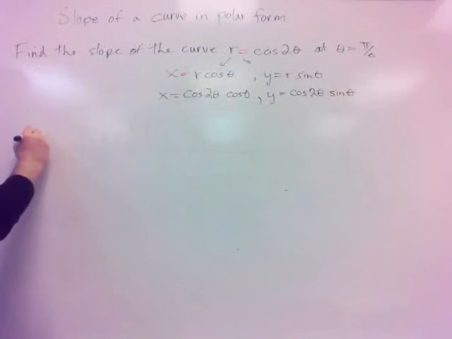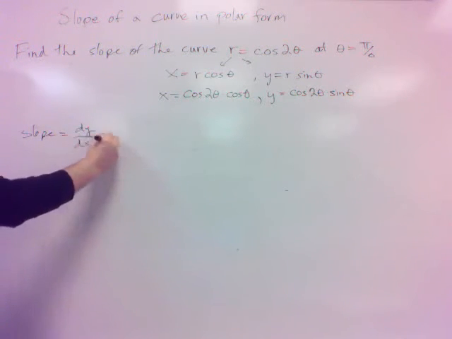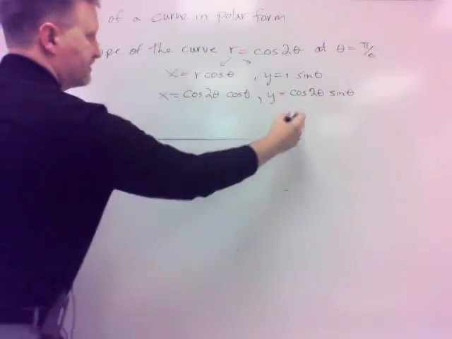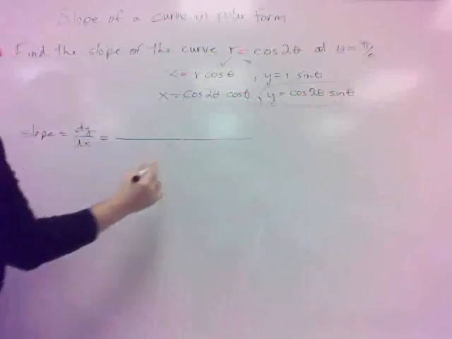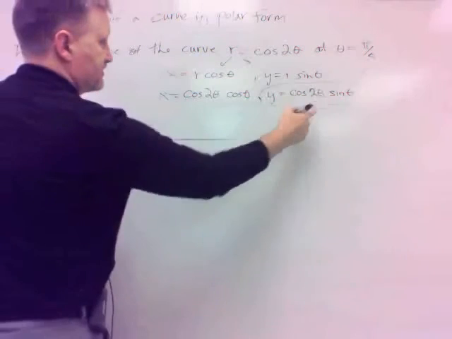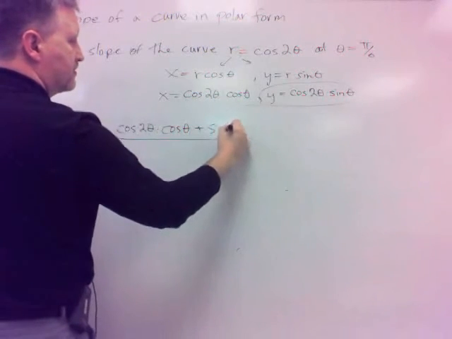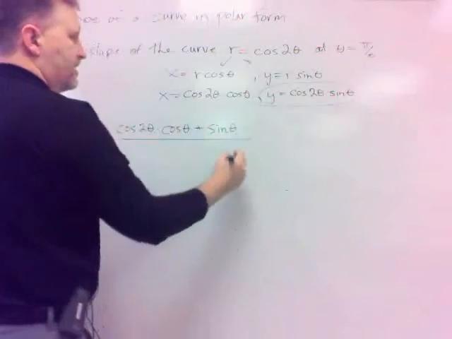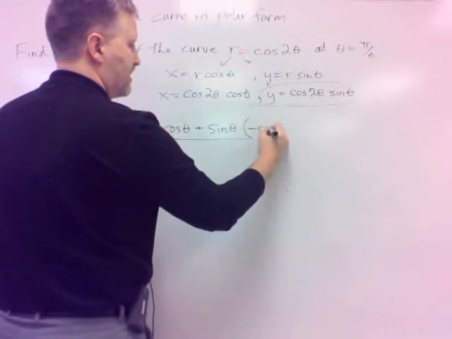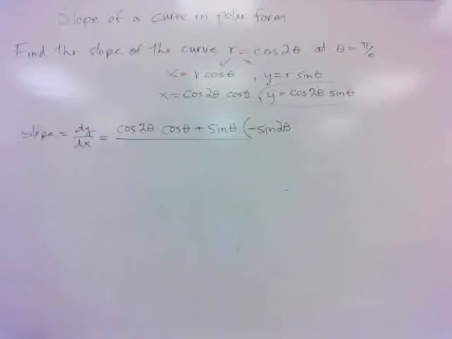And so the slope, the dy dx, is, well, it's the derivative of the y, which by product rule would be cosine of 2 theta times the derivative of the sine, which would be cosine, plus the sine theta times the derivative of cosine of 2 theta, which would be minus sine of 2 theta, but there's a chain rule because I've got 2 theta. I have to multiply that by 2.